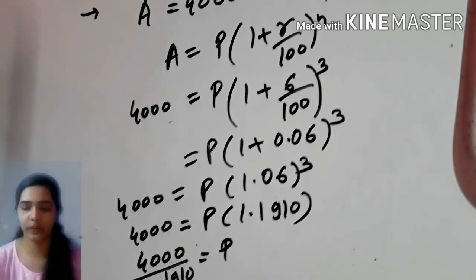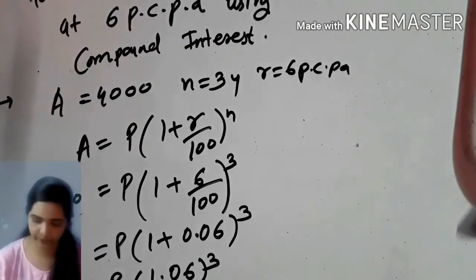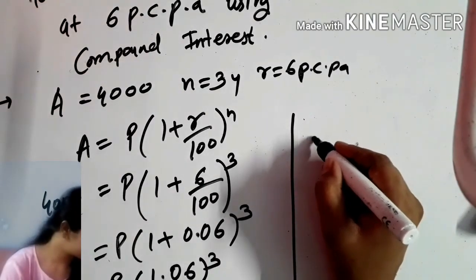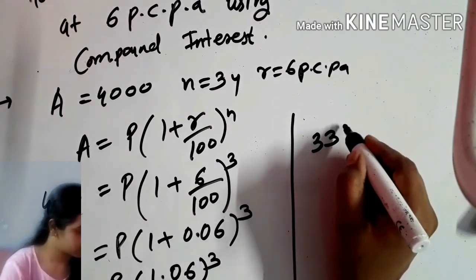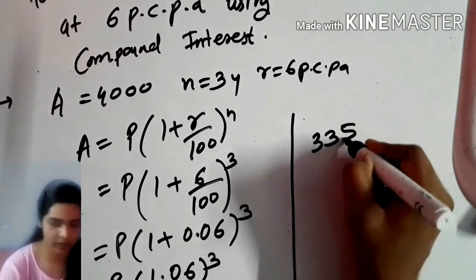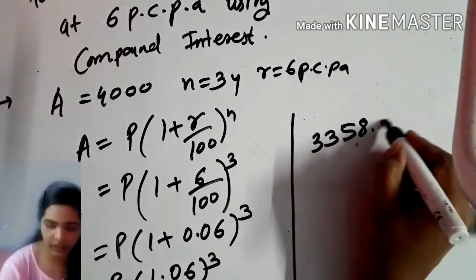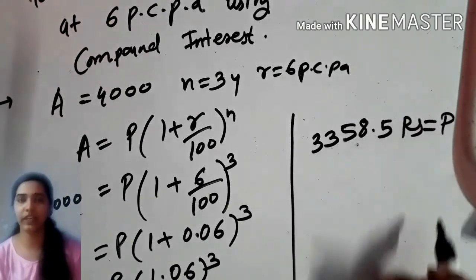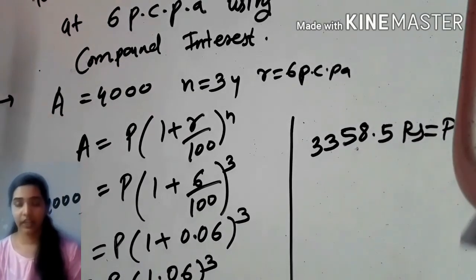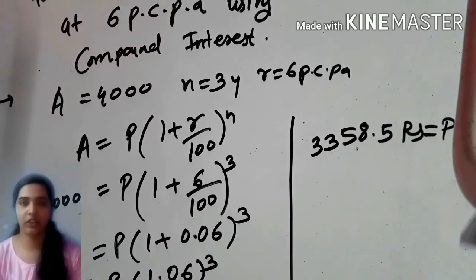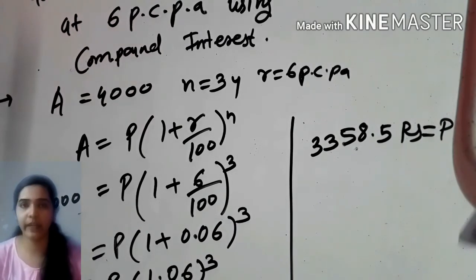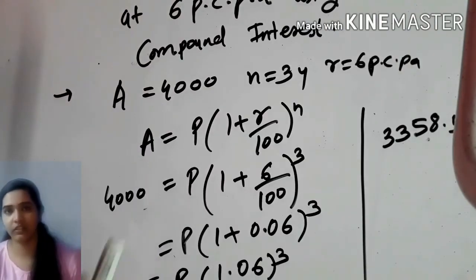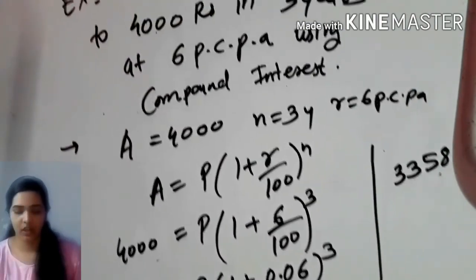So after calculating, what we get is 3358.8 rupees as principal. So this much amount should be deposited in the bank to get 4000 in return as the amount.